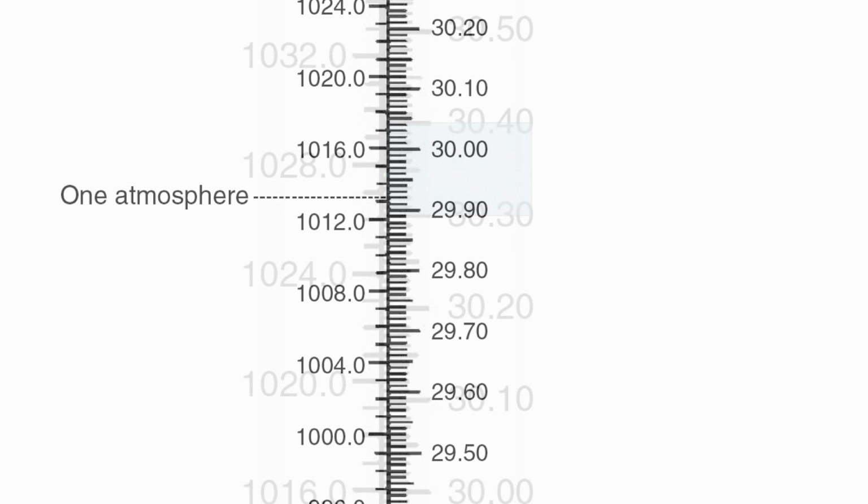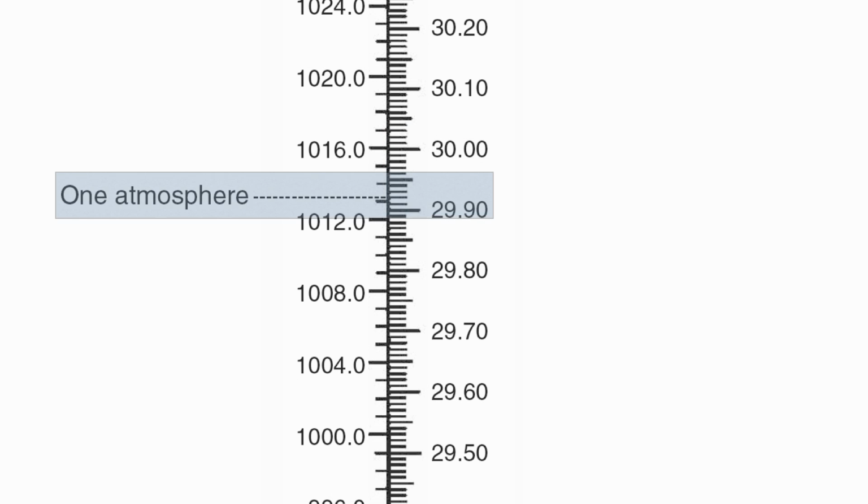There is one pressure value that's given to you, and that's 1 atmosphere, which is synonymous with sea level pressure. So your sea level pressure is the thing that's identified on your pressure chart.